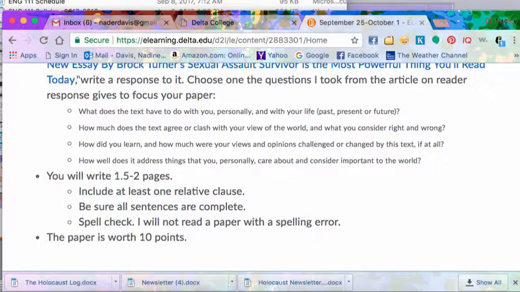You'll have to go back to the first week we were together and last week to review about this. Now, spell check. I won't read a paper with a spelling error. I also would like you, although it doesn't say in here, I'd like you to underline the relative clauses you use. Okay? Use at least one, but I think you'll find that relative clauses are a good way to write your papers.